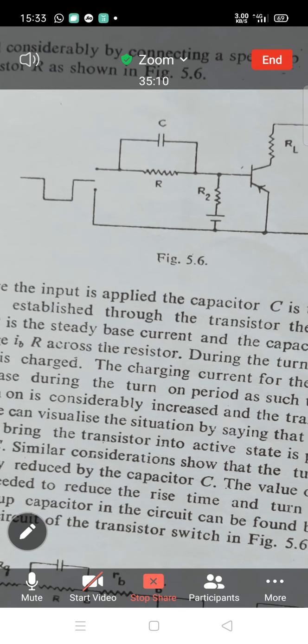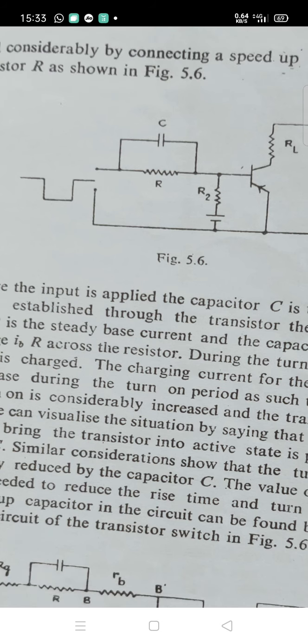Before the input is applied, the capacitor C is uncharged. When current is established in the transistor, the current in the resistor R is the steady base current, and the capacitor C is charged to a voltage IB into R across the resistor. During the turn-on process, the capacitor is charged. The charging current for the capacitor flows into the base during the turn-on period. As such, the base current at turn-on is considerably increased and the transistor turns on quickly.